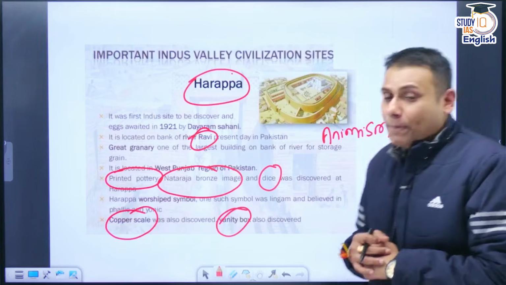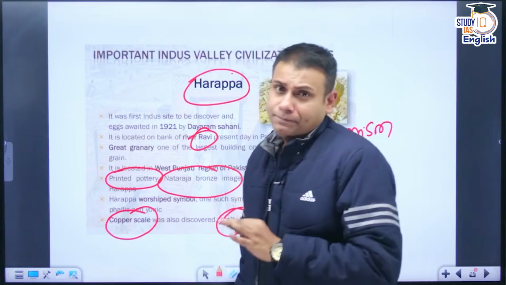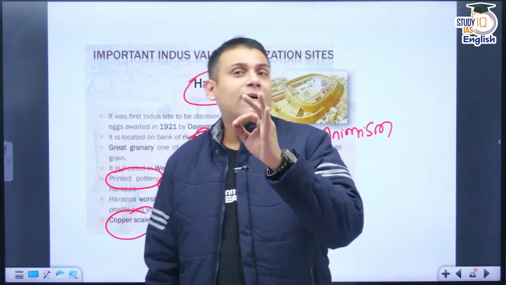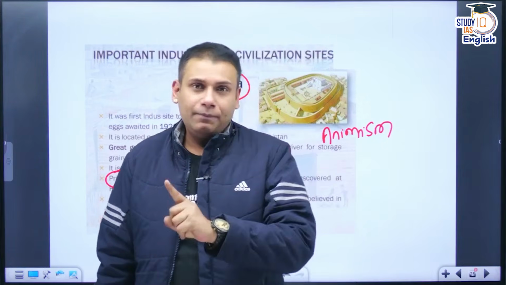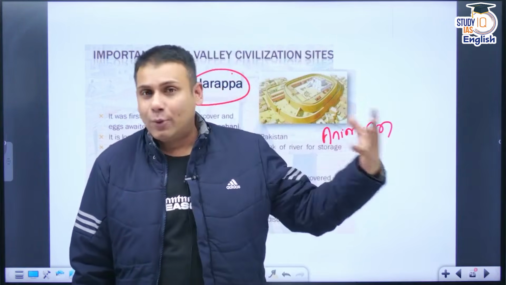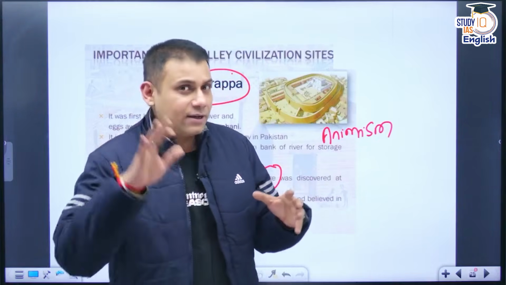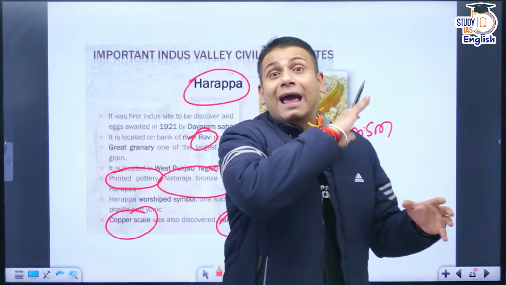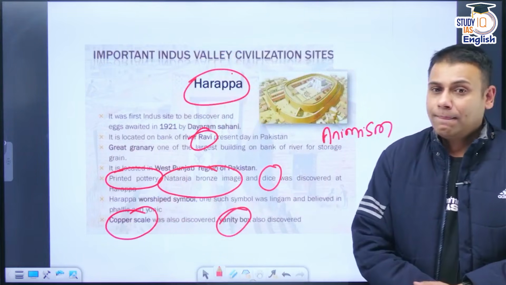Okay, guys? So, Harappa, I'll repeat the points again in short. Pay attention carefully. Harappa is an Indus Valley Civilization site located in Pakistan on the banks of river Ravi, also referred to as river Parushini in Vedic literature. It was discovered by Dayaram Sahni in 1921, the first Indus Valley Civilization site to be discovered. Hence, IVC is also referred to as Harappan Civilization.